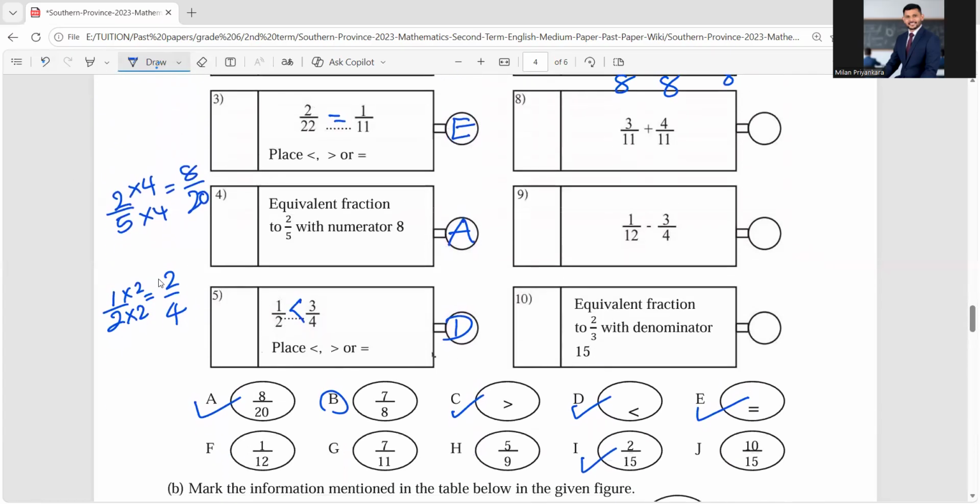And this one, 3 over 11 plus 4 over 11 is equal to 7 over 11. Let's see, we have that. Yeah, we have it here. So we write G here. 1 over 12 minus 3 over 4. That means you can multiply this by 3. Then 1 over 12 minus 9 over 12.